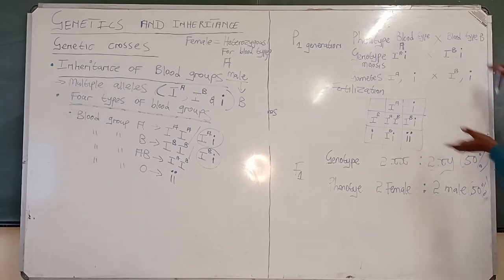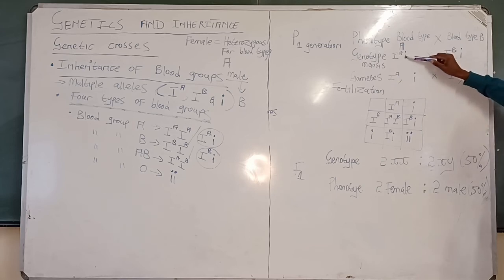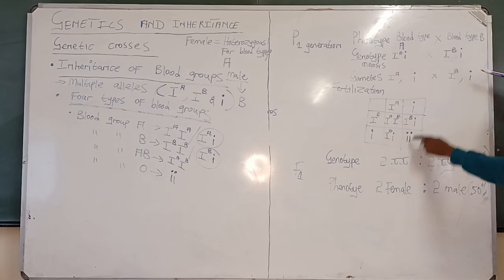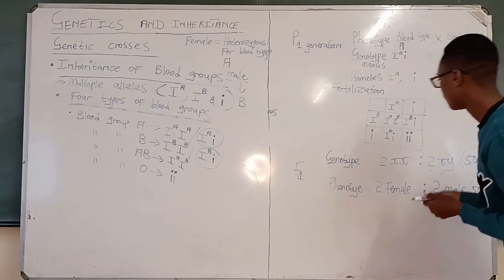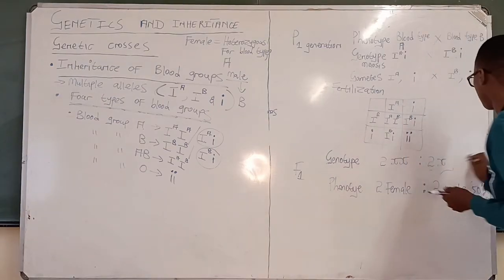So geneticists try to show us that it's possible because these two parents were heterozygous. They had these recessive alleles. You can see the mother had a recessive allele, the father also had the recessive allele. It means that the recessive alleles were able to combine, resulting in blood type O. I hope you understand. And then now in the genotype, we're going to do the same thing.